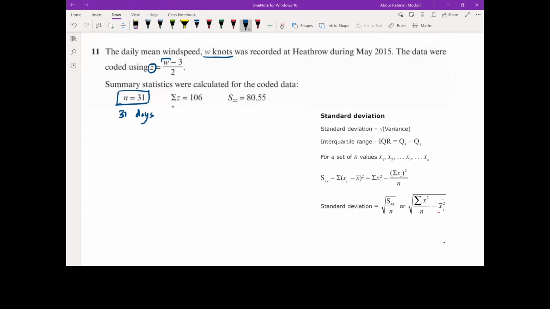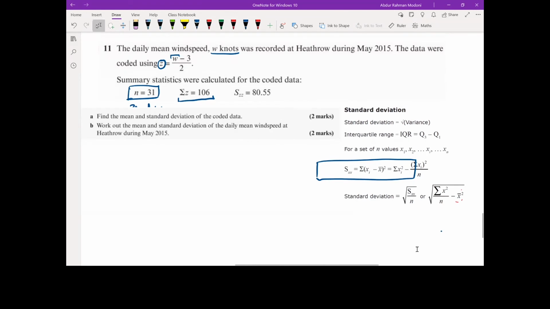The sum of Z, that's all of Z added together, gives us 106, the total of that. And they've given us Szz, which is a statistic we can see is equivalent to the one given in the formula book, and they've given it to us for the data Z. So the question goes on to say, find the mean and standard deviation of the coded data.